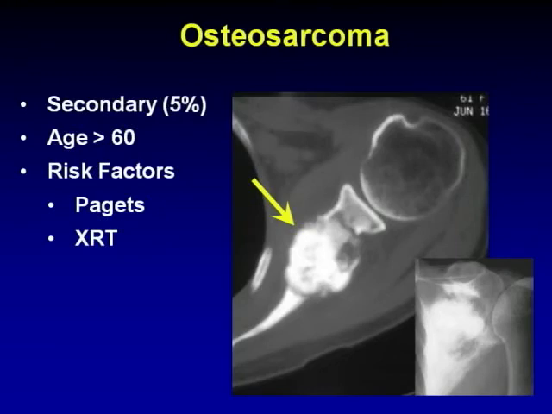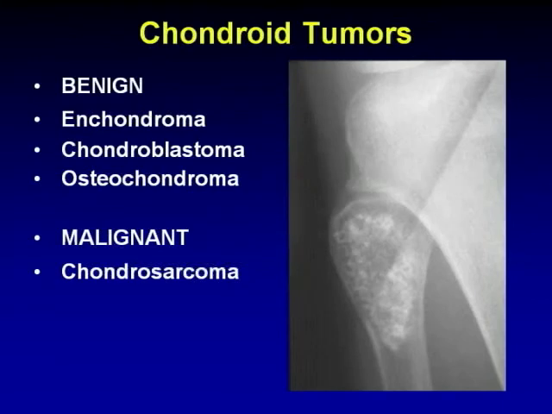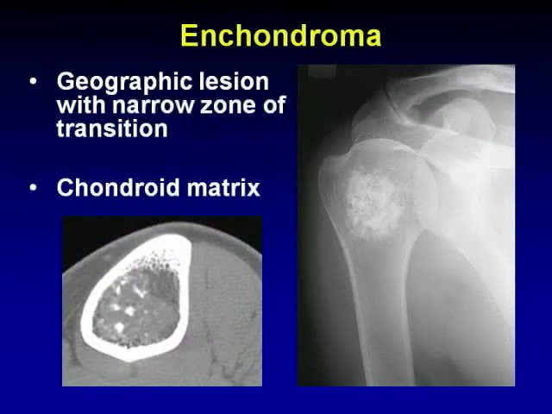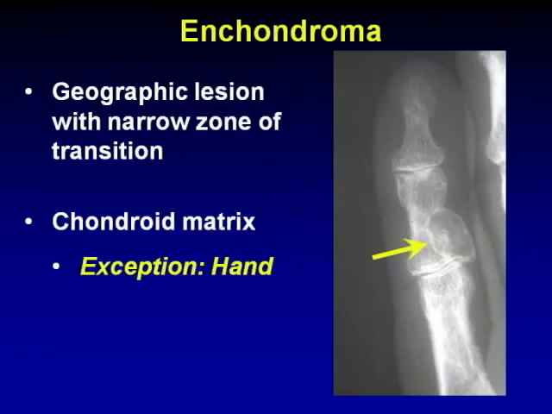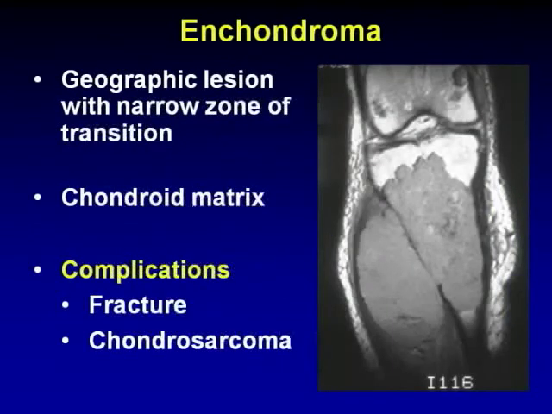Secondary osteosarcoma. Let's move on to the chondroid tumors, both the benign ones, like enchondroma, chondroblastoma, and osteochondroma, as well as the malignant chondrosarcoma. First, enchondromas. You know them, you love them, geographic lesions with a narrow zone of transition, and we almost invariably see a chondroid matrix on radiographs and CT. That is, unless we're looking in the hand, in which case a chondroid matrix may not be present. They're pretty common in the hand, in fact.